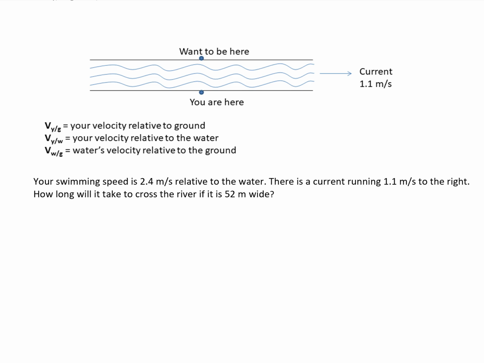about relative velocity. In this problem, we have a river that has a current that's moving to the right, and we have us right here, and we want to cross the river directly to a point directly across from us. So we can be over here and be happy.